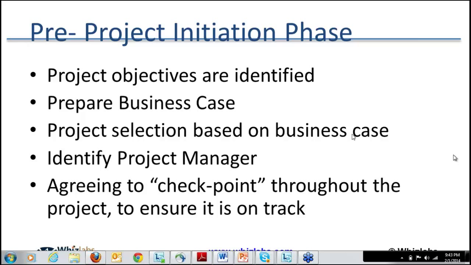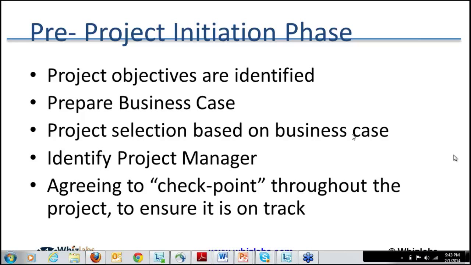Besides identifying the project manager, the committee also identifies the checkpoints. The checkpoints mean the different phases in which the project may be done. If it's a multi-year project, a large project, the organization would like to have a checkpoint after every year to see where the project is standing, in which phase, and if one or two phases have been completed, to evaluate the project and continue with it.